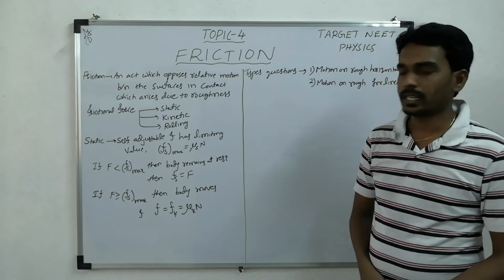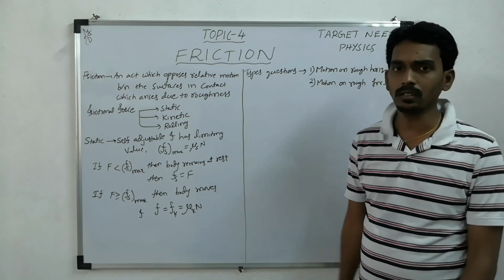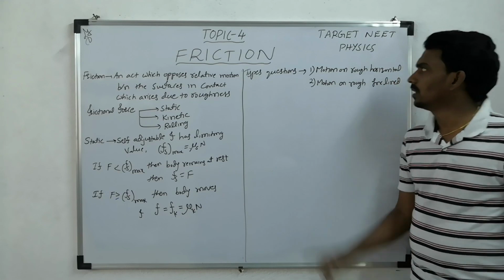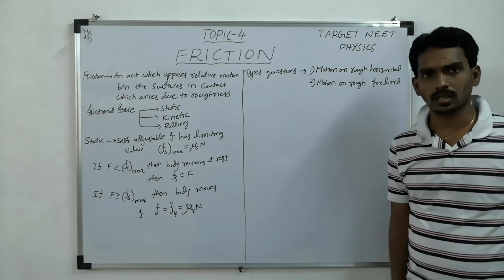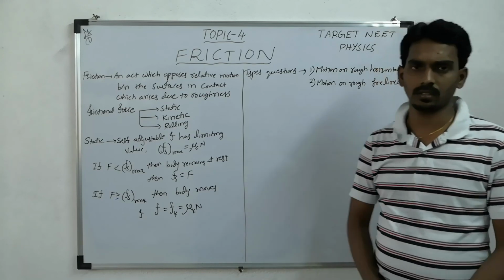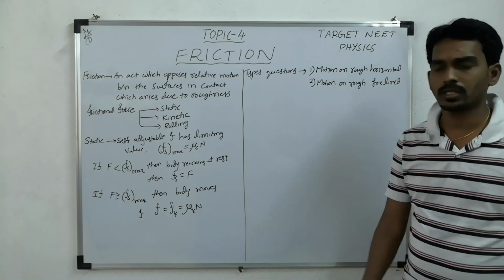Now let us understand the types of questions or various situations based on friction. First, one kind of question we get is motion on a rough horizontal surface, and another is motion on a rough inclined surface. First let us try to understand motion on a rough horizontal surface.